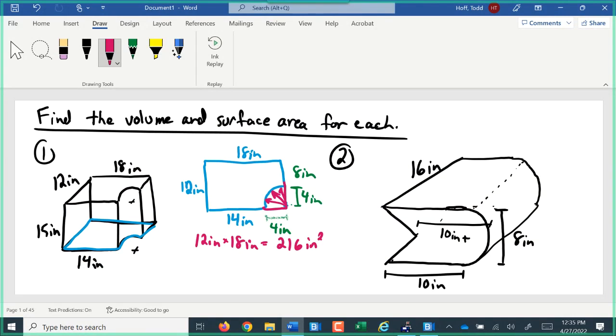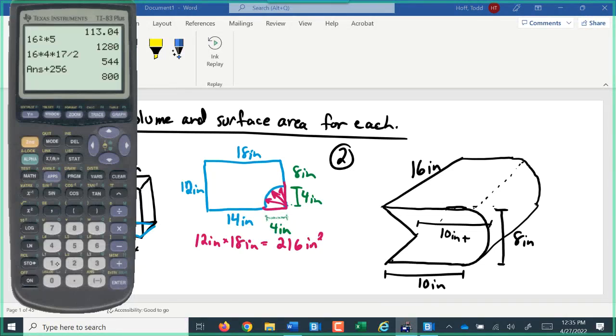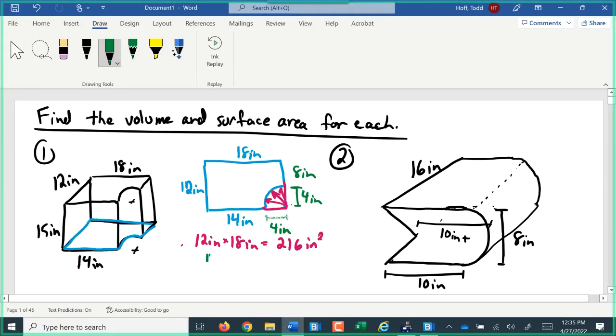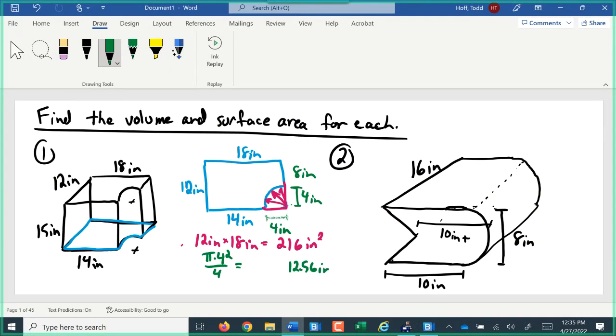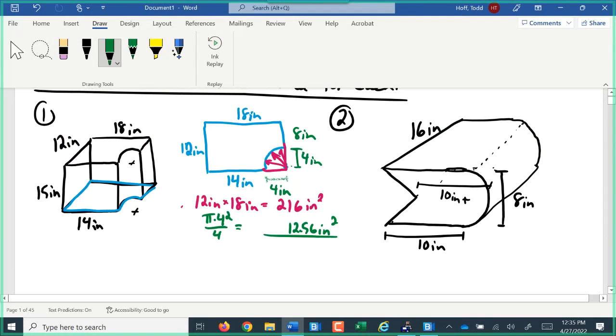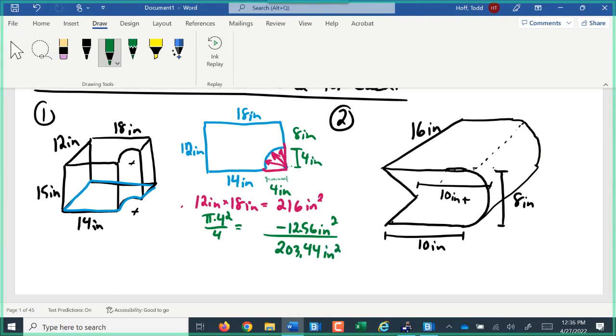18 by 12? Yes. I got 378. Oh, hang on. 216. You're right. Okay. I must have hit another button. And then we have to subtract off the quarter circle. Well, that's pi times 4 squared. That would be a full circle. Then we divide by 4 to make it a quarter circle. That'd be 12.56 square inches, correct? So we subtract to get 203.44 inches. That's the area of our base.